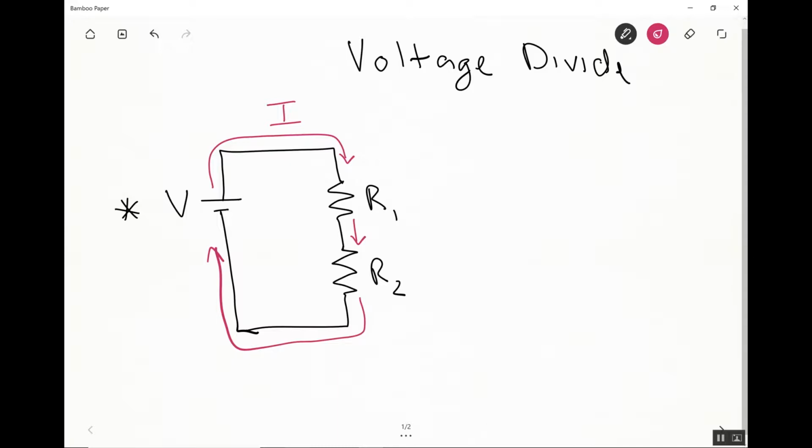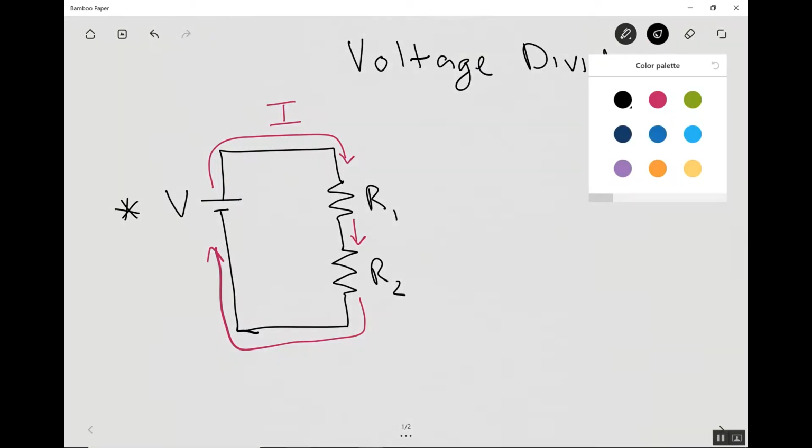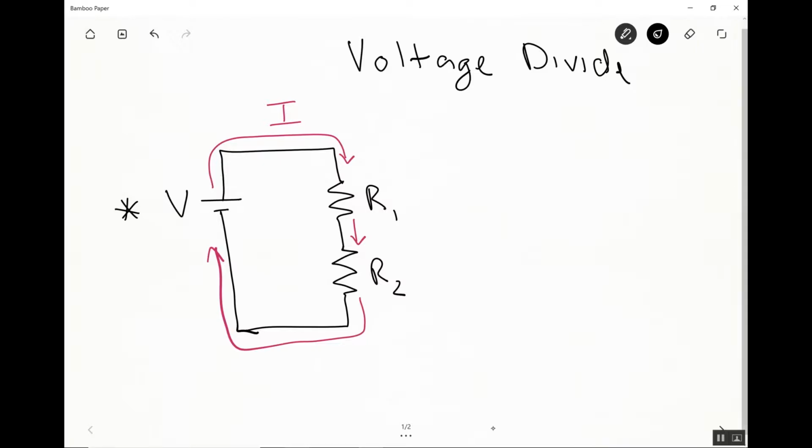And so one thing we know is that since resistor 1 and resistor 2 are in series with one another, they both get the same current. They both experience the same electric current. So the current that flows through R1 is the same as the current that flows through R2. They're all in the same pipe for electrons, the same wire.